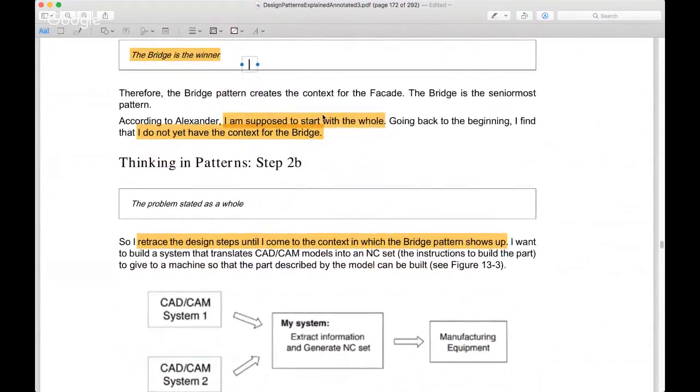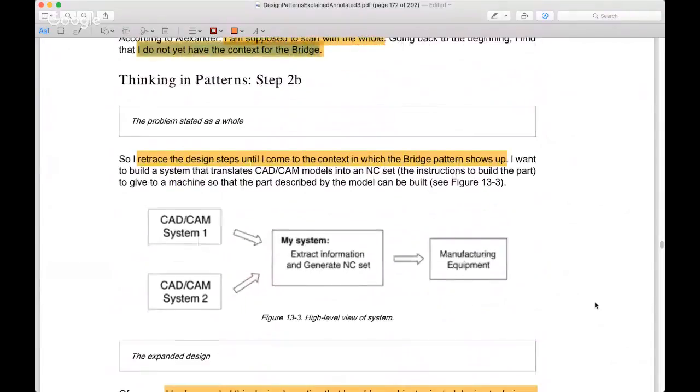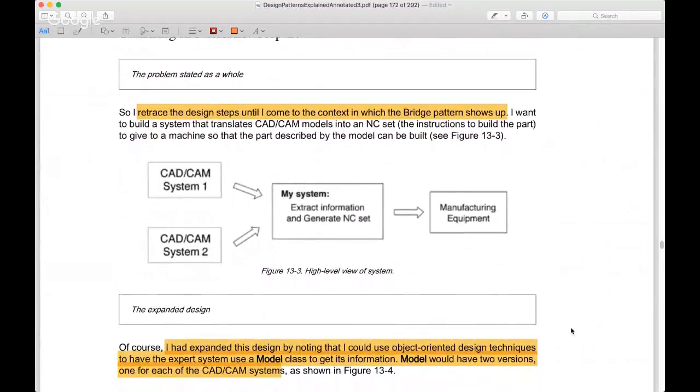So he's starting with the whole, going back to the beginning. The bridge looks like it's going to be the winner. Can he find a way to confirm it? He doesn't have the context for the bridge yet. So now we go to 2B. We've got to state the problem as a whole.